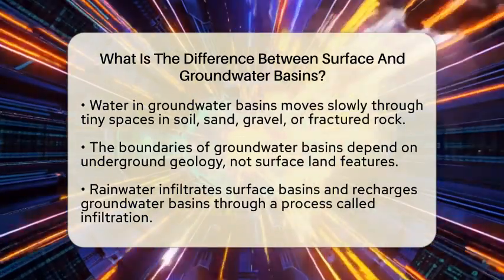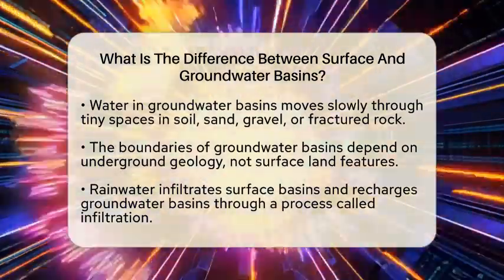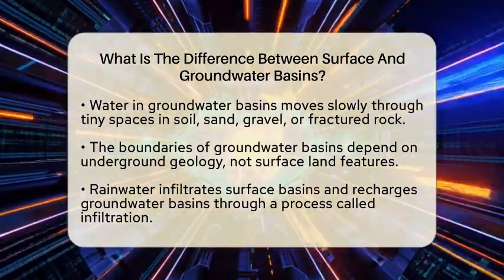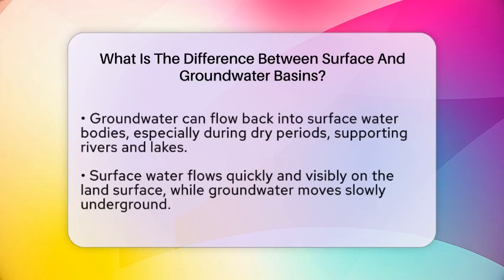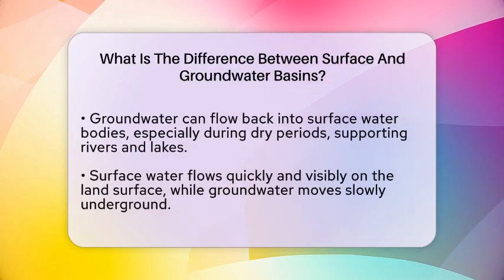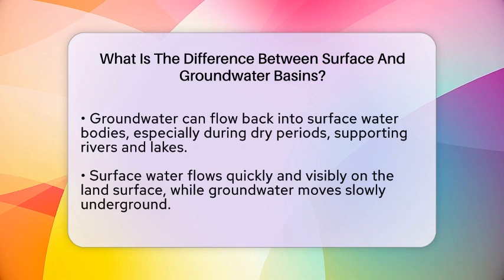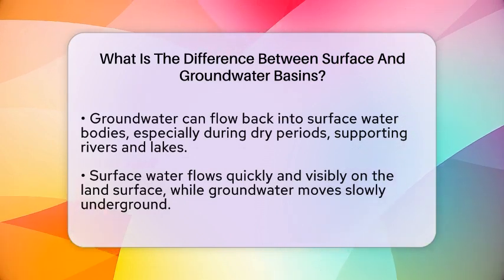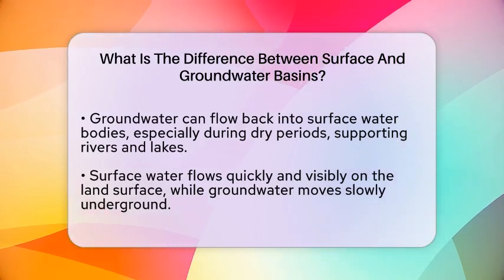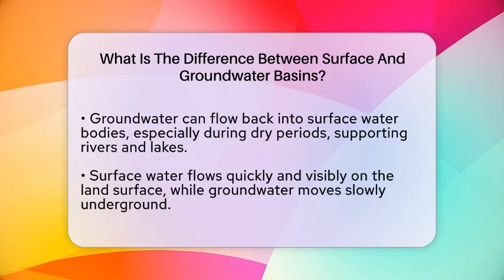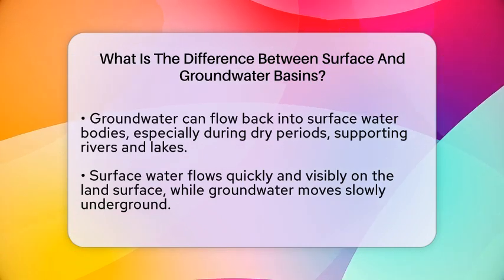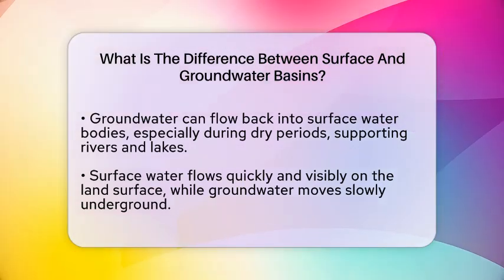When rain falls on a surface basin, some of that water seeps into the ground, recharging the groundwater basin. This process is called infiltration. Conversely, groundwater can flow back into surface water bodies, especially during dry periods, helping to keep rivers and lakes flowing when there's no rain. This exchange is vital for ecosystems and water supplies.